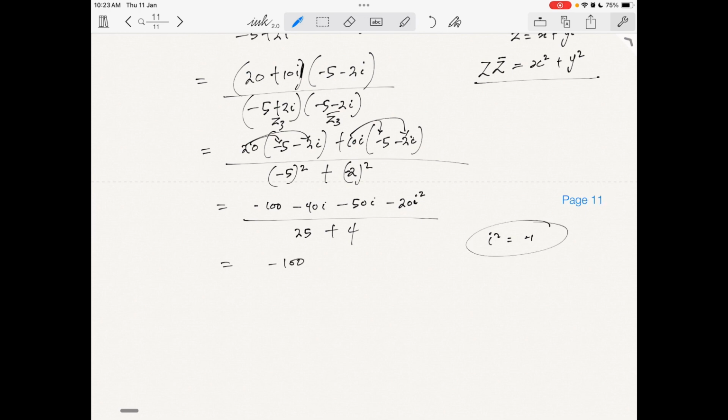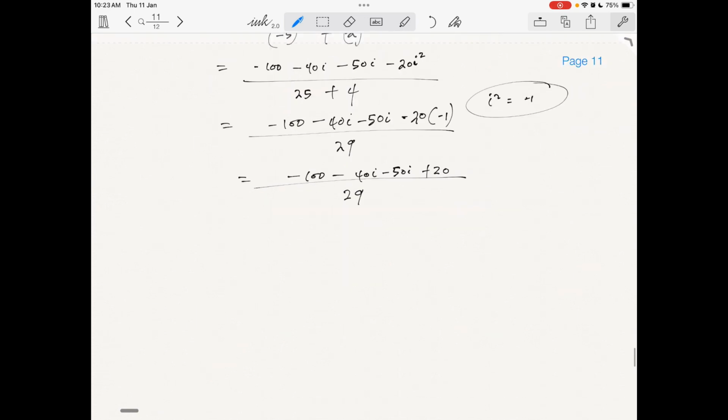So this will give us minus 100 plus 40i minus 50i minus 40i minus 50i minus 20 into minus 1 divided by 29. So this will give us minus 100 minus 40i minus 50i plus 20 divided by 29.